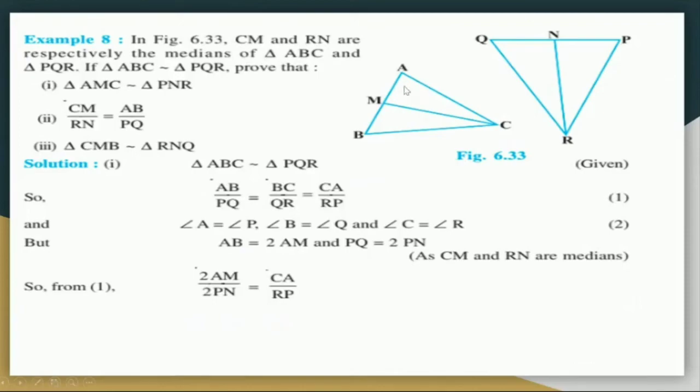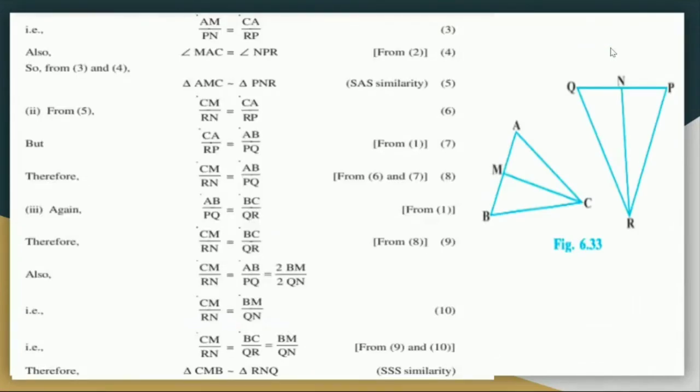Also, I know that angle A is equal to angle P. Therefore, by the SAS rule of similarity, the triangles are going to be similar. So triangle AMC becomes similar to triangle PNR. If the triangles are similar, will the sides be proportional? So I'll get CM upon RN will be equal to CA upon RP.